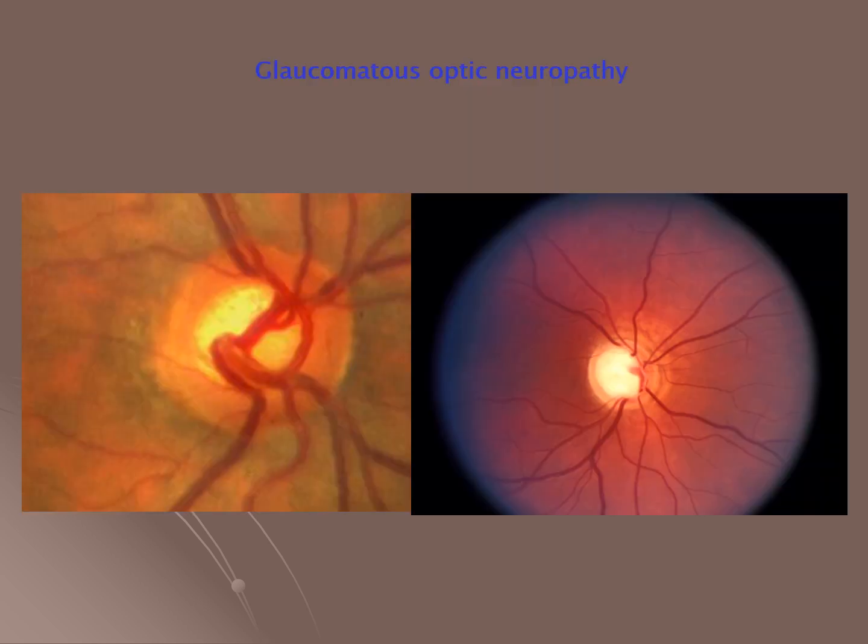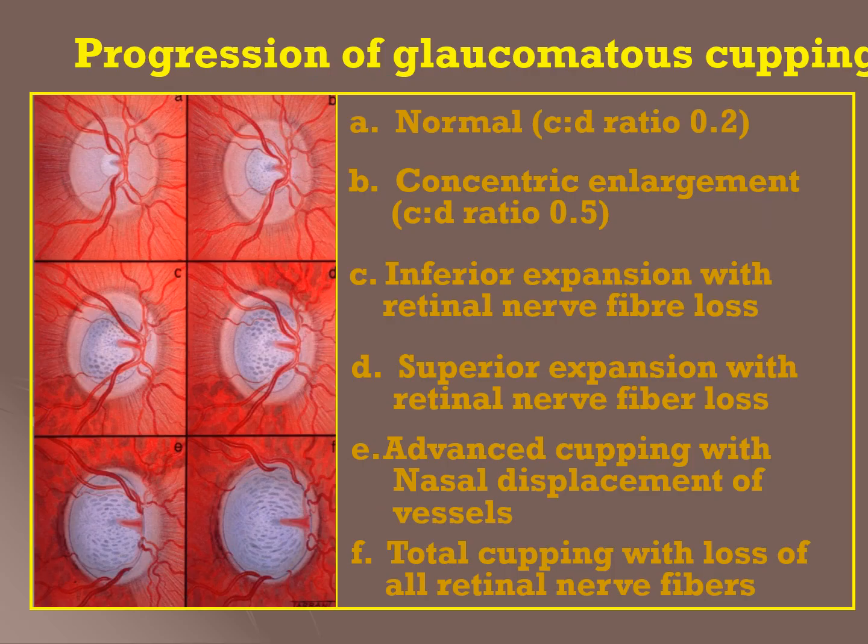Here you can see glaucomatous optic neuropathy. On the left hand picture, a concentric enlargement of the cup is there, and on the right hand picture you can appreciate the nasal shifting of the vessels and bending of the vessels at the margin of the optic cup, and more enlargement in the vertical portion of the cup, and the neuroretinal rim is not healthy.